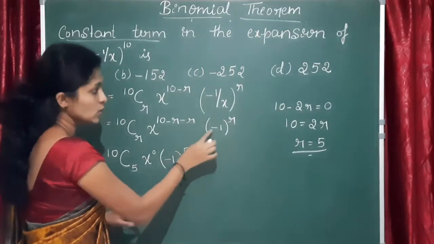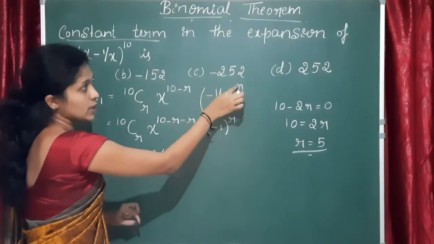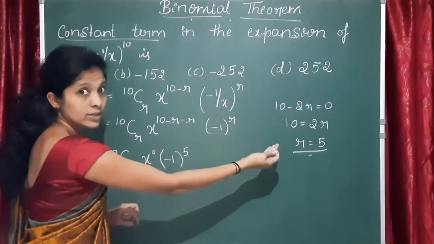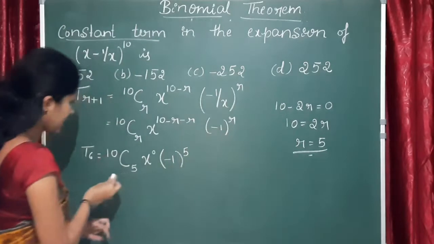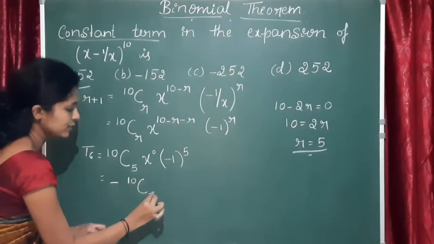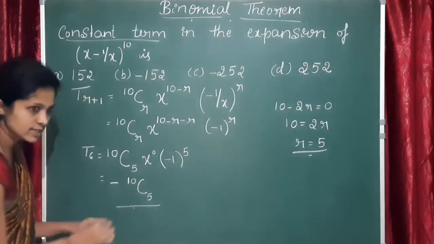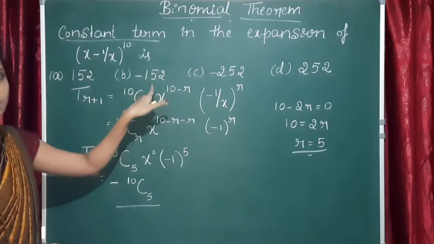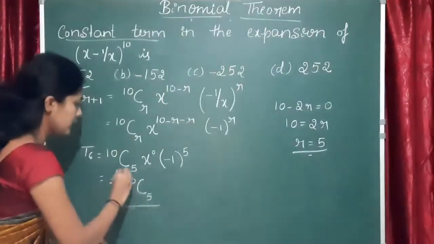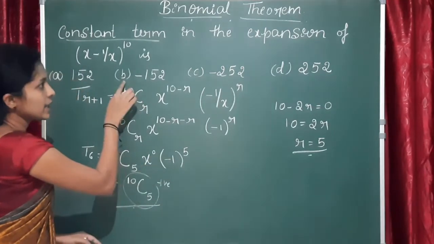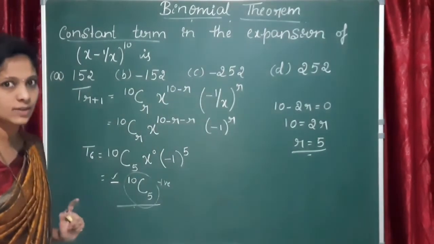So don't leave this one: minus 1 to the power r. If it is an even number, fine, we'll get positive. But here we got an odd number, so it will be negative. So this is equal to minus 10C5. Find the value of this. Okay, I'm not going to find this. So the answer should be either minus 252 or minus 152, because the negative value will be this, and 10C5 is always positive. Right? Check with the options. Option either B or C. Okay, check your answer. Fine.